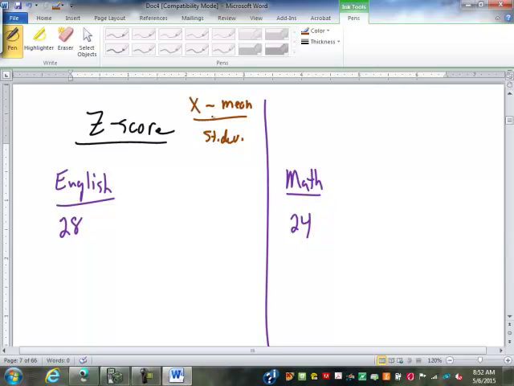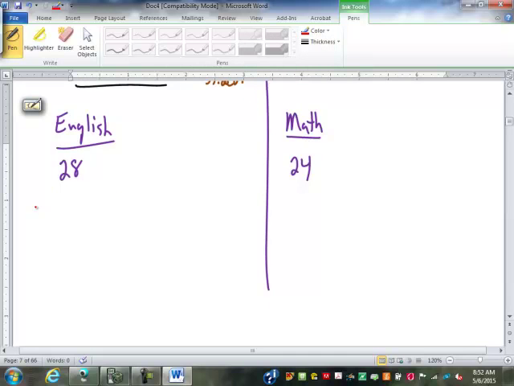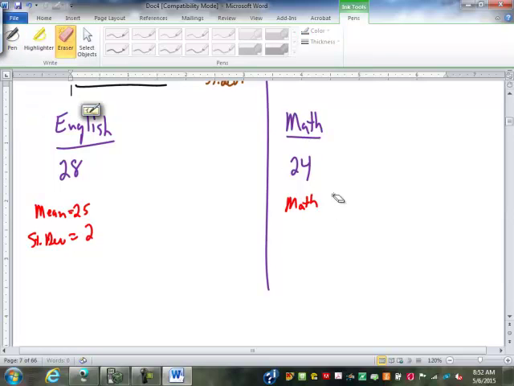So let's say that on the English test, the mean is 25. And the standard deviation is 2. Let's see over here on the math test. The mean is 22. The standard deviation is 1.